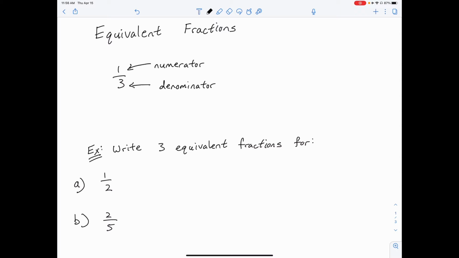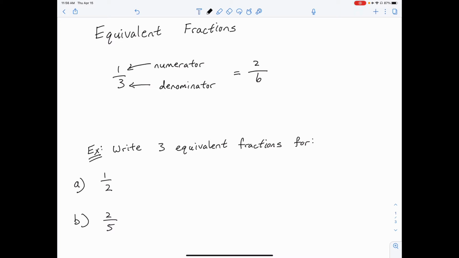With equivalent fractions, it means that we want either a bigger or smaller form of the same fraction. So whatever I do to the top, I have to do the same to the bottom so that it's still the same fraction. So for example, I could multiply both top and bottom by 2. So we can see here that if I multiply the top by 2, 1 times 2 would give me 2. If I multiply the bottom by 2, 2 times 3 would give me 6. So 2/6 would be equivalent to 1/3.